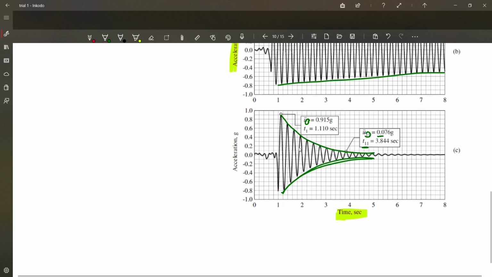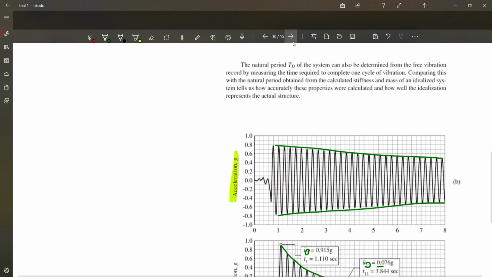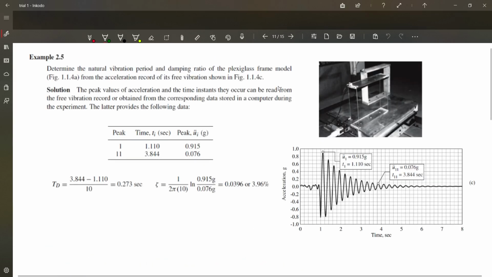Now let's see what is next. Let's have an example that is going to help us understand more about the decay and how to deal with it. The example is 2.5 in the Chopra book, you can find it, and we are going to use the plexiglass model record that we have recorded already. As we said, it is the relation between the acceleration in terms of g, the gravitational acceleration, and the horizontal axis, which is time in seconds.